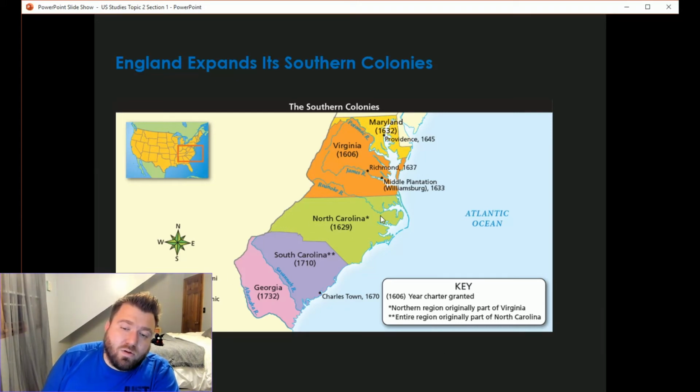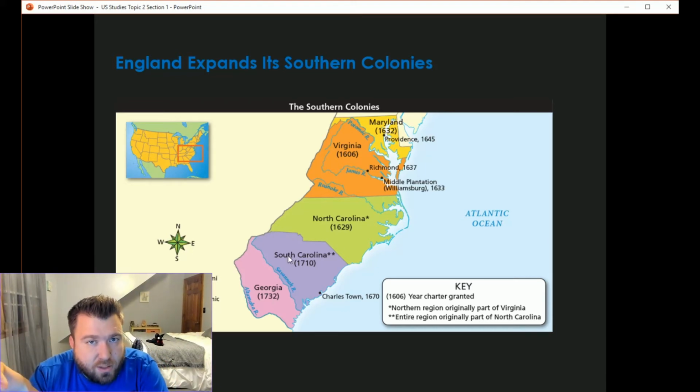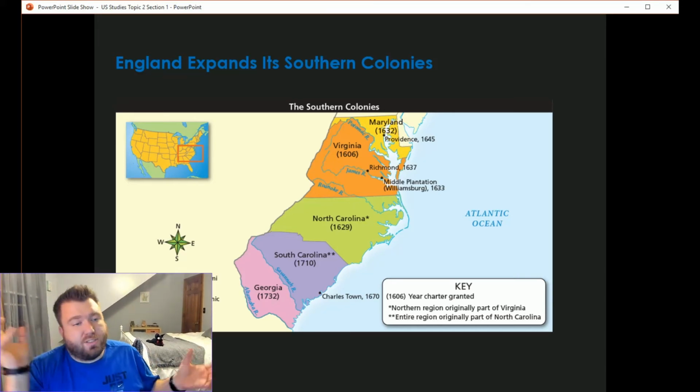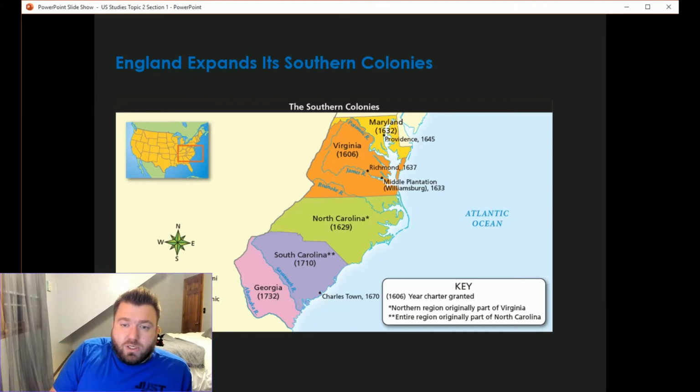Now, North Carolina and South Carolina, whenever they were first settled, it was just Carolina. There wasn't a North Carolina and South Carolina. It was all just one state altogether. Kind of like how Virginia and West Virginia used to be just Virginia. Well, North Carolina and South Carolina used to just be called Carolina.